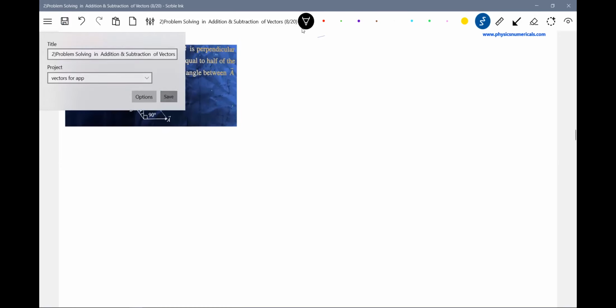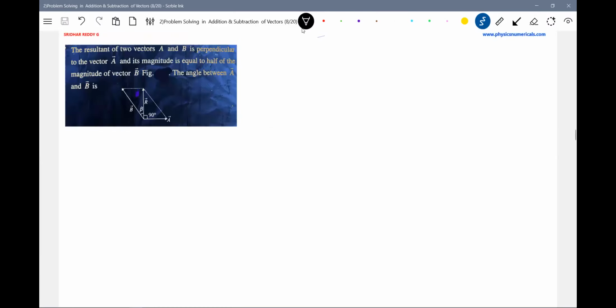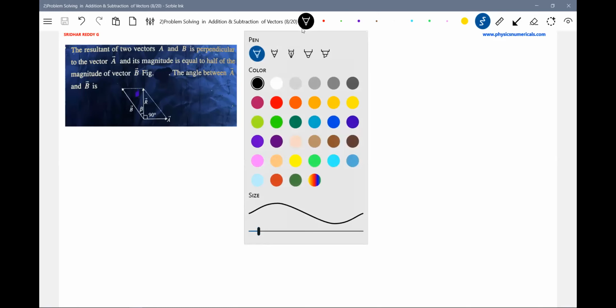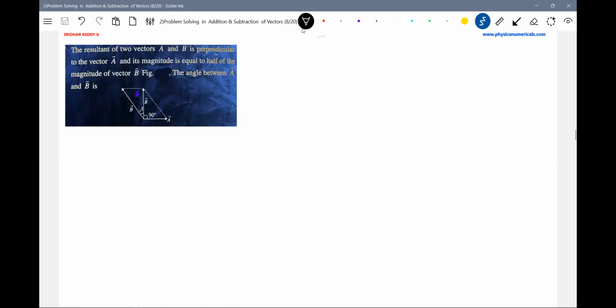Read the question carefully. The resultant of two vectors A and B is perpendicular to vector A, and its magnitude is equal to half of the magnitude of vector B. The angle between A and B is, I think some correction is there. This is not beta, it is not needed. The angle between A bar and B bar is what we have to find out.